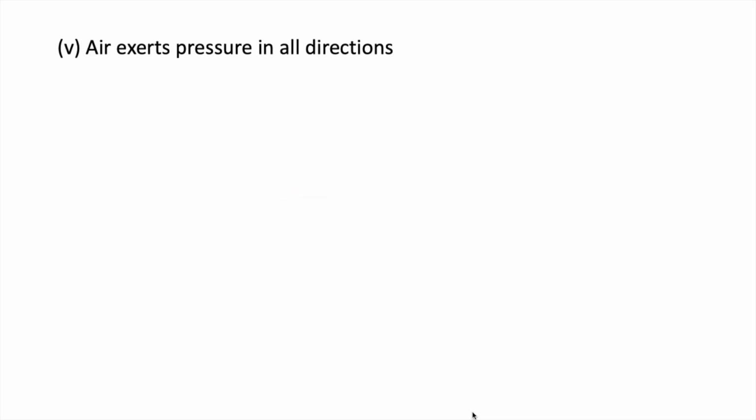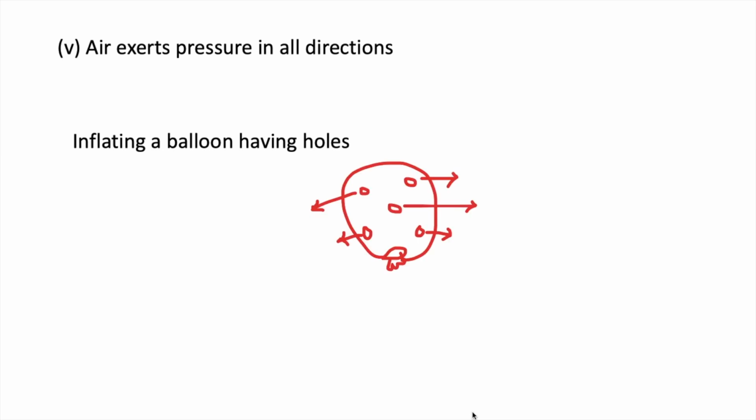Next, air exerts pressure in all directions. For this, take a balloon which has holes in it. Try inflating the balloon. Will you be able to do it? No, you won't be able to do it. Why? Because air exerts pressure in all directions. As you blow air in the balloon, the air escapes through the holes to the outer atmosphere. Another real life example of this is air escaping from a punctured bicycle tube. You have to close the hole to fill the air into the tube.